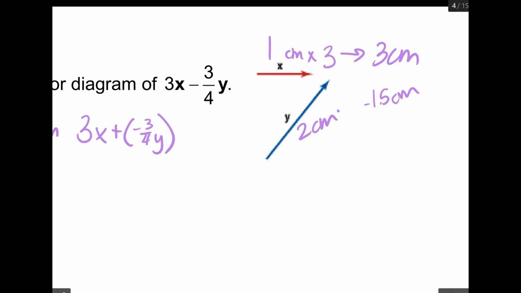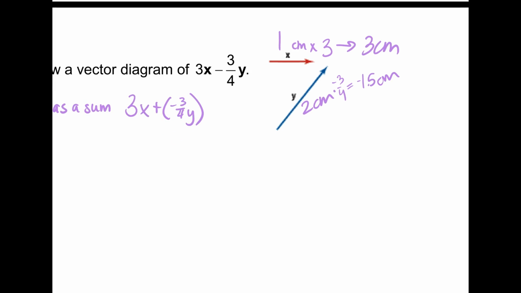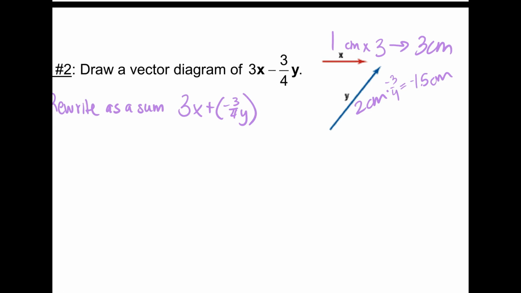So if I multiply by negative 3/4, guess what happens? It's going to flip directions. That's what the negative means. It's going to be the opposite direction and 1.5 long. Are you counting the y as 2 centimeters? The y is 2 centimeters.